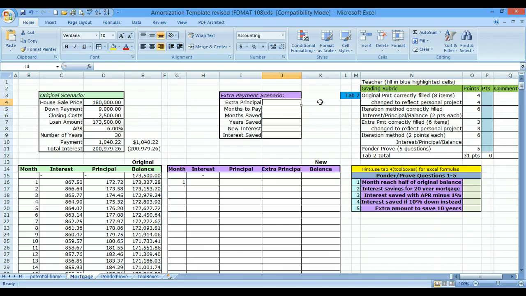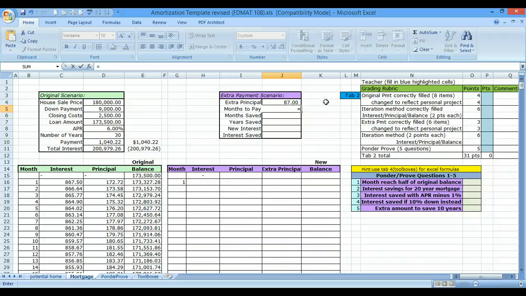Next, we move to the extra payment scenario. This one was given to us in the PDF of $87, and then we need to change the months that we're going to pay, because if I'm paying $87 more, it changes that. Now I could do it the long way, but I'm going to go ahead and use the built-in functions in Excel.